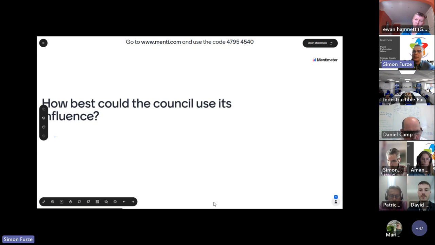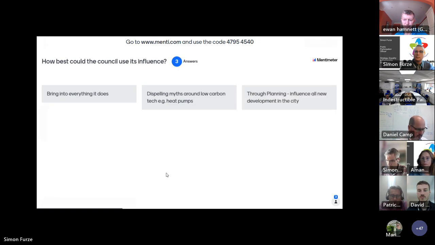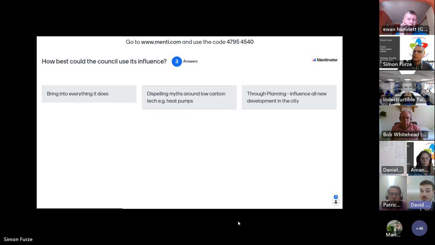Except I need to press that. There you go. Oh, I'll let you pick up. Can you see these, David? You're all right with that, yep. Got those, bringing into everything it does. Spelling myths about low carbon tech, heat pumps.